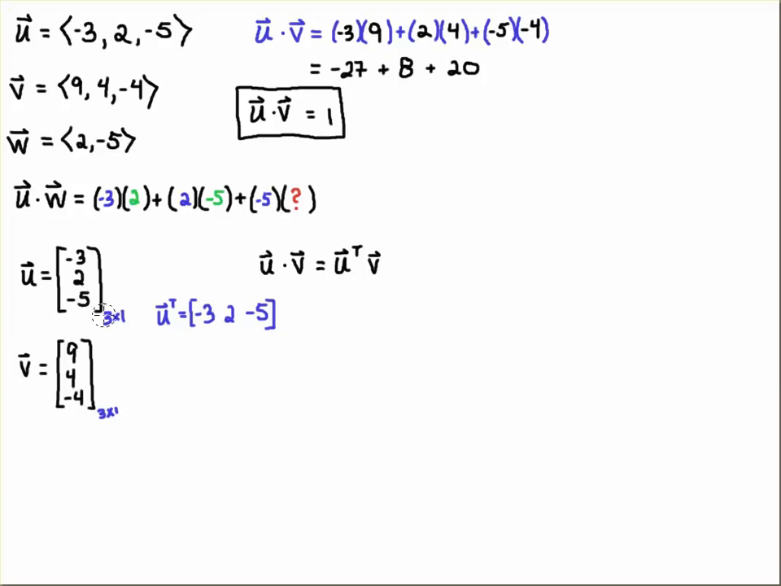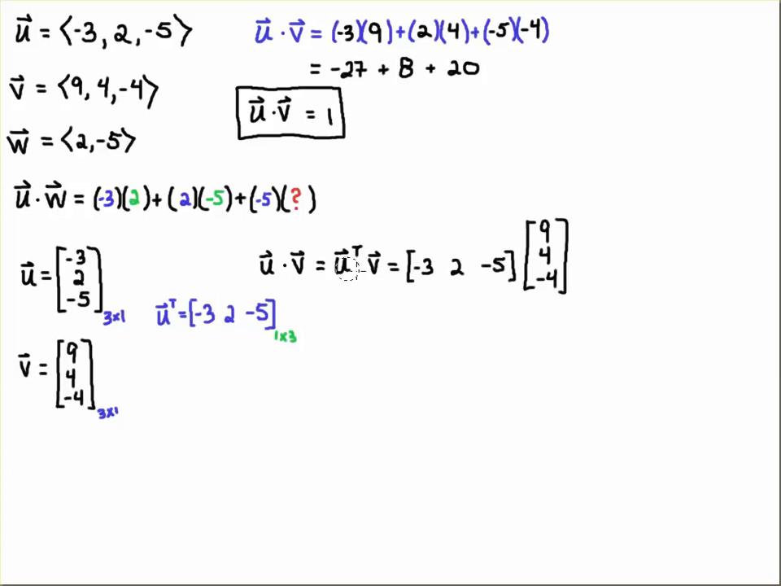Here's U, it's a 3x1 column vector, and V is a 3x1 column vector. U transpose is U just toppled over, just flipped down. Now you've got to be careful how you flip it. You don't flip it to the right, so it's -5, 2, -3. You flip it to the left and it becomes -3, 2, -5. So now when you multiply these two vectors, you're going to multiply a 1x3 vector, U transpose, by a 3x1 vector, V. And I'll go through why that's important in a moment.